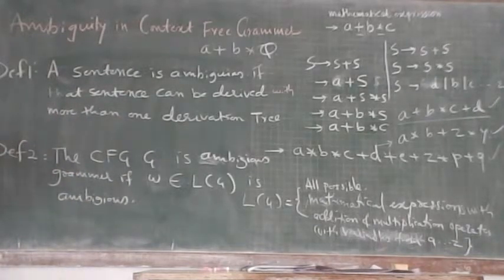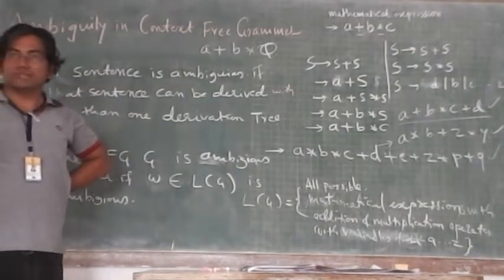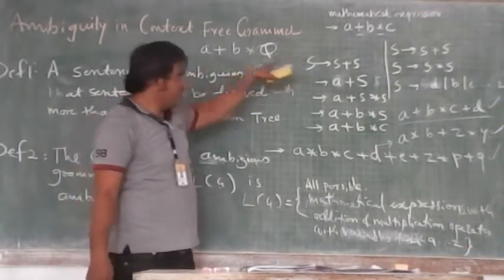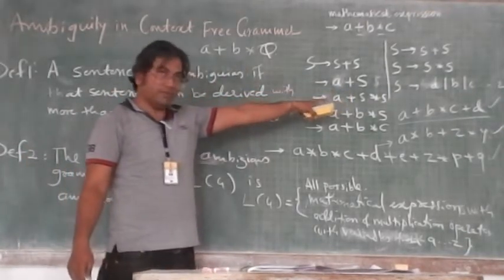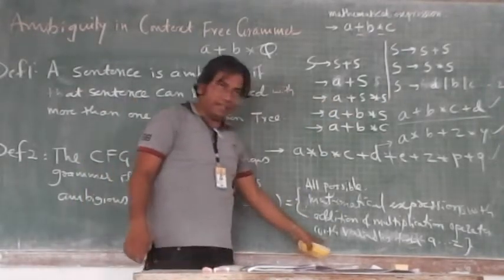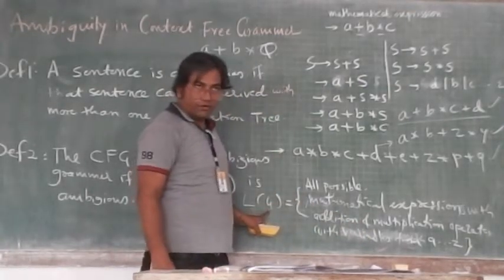Is it possible to derive this string? How? There is no symbol capital Q with you. That is why this string is not possible to derive with this grammar. Okay? So this grammar has very clearly told you what kind of sentences this language will have.